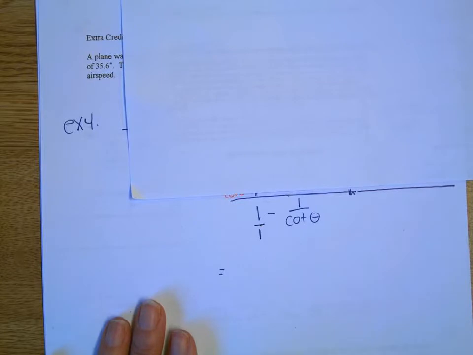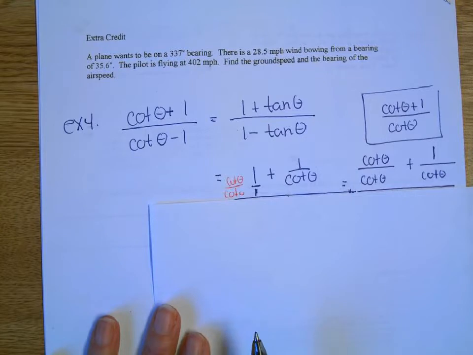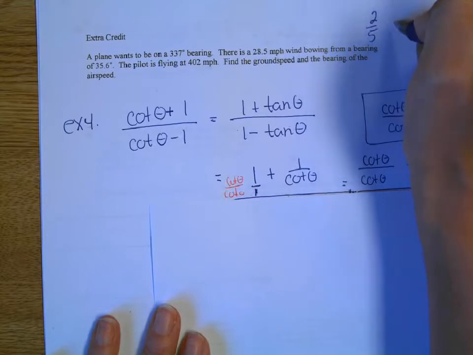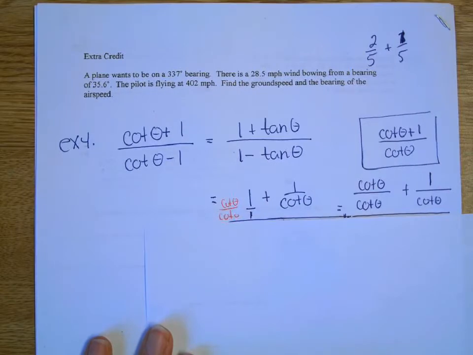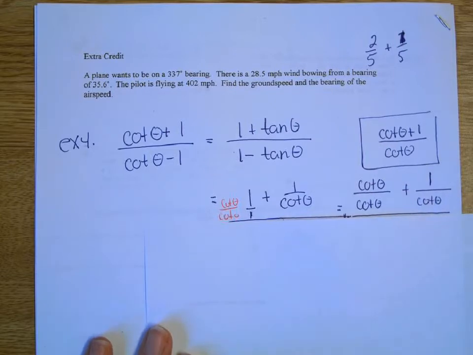Why wouldn't it be the other way around? Isn't it like cotangent over 2 cotangents? Stop for a second. If you had 2 fifths plus 1 fifth, what would you do with those fractions? Oh, 3/5. You only add the numerators over the common denominator. It's the same thing with trig functions. You add the top two over, the denominator never changes when you add.